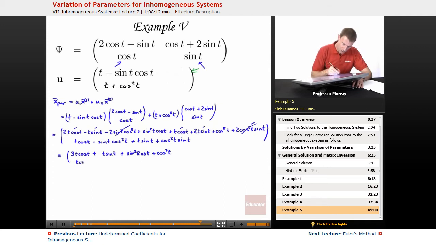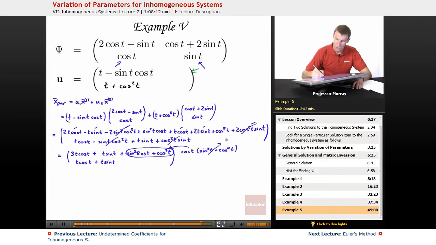Now in the bottom, I see I've got t cosine t plus t sine t. And then I've got a minus sine t cosine squared t plus cosine squared t sine t. Those two cancel. So it really did cancel quite nicely. And it actually is going to work out even better because if you look at these two terms, I could factor out a cosine t times sine squared t plus cosine squared t. And of course, cosine squared plus sine squared is just 1. So those two terms are going to combine and just give me a cosine t.